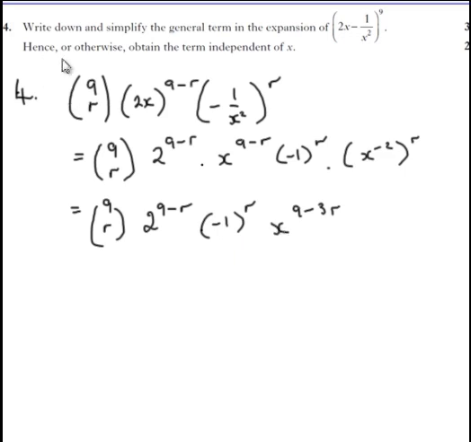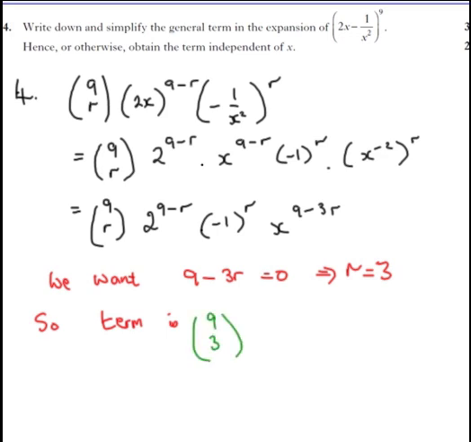We're then asked to obtain the term independent of x. Now the term in this expansion independent of x means that there will be no x term, or that the x will be to the power of 0. We'll find that term by setting the 9 minus 3r equal to 0. 9 minus 3r equal to 0 gives us that r is equal to 3. So the term we're looking for is the term with r equal to 3.